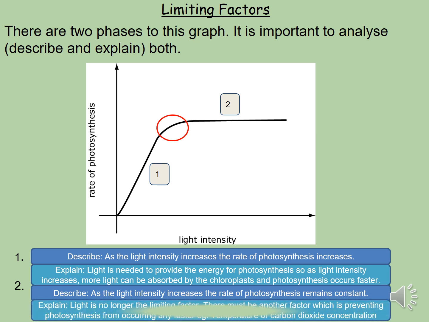The explanation for that is going back to the idea of there being limiting factors and more than one. So start off by saying that light is no longer the limiting factor, and you can use the same pattern of language for when you come to the other graphs later. Then there must be another limiting factor which is preventing photosynthesis from occurring any faster, and almost always you will get a mark for stating what this might be. So for example, temperature or carbon dioxide concentration. Remember, water is not, so don't include that in your answer.